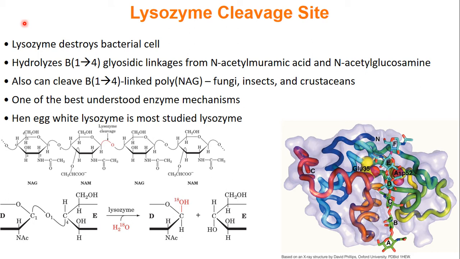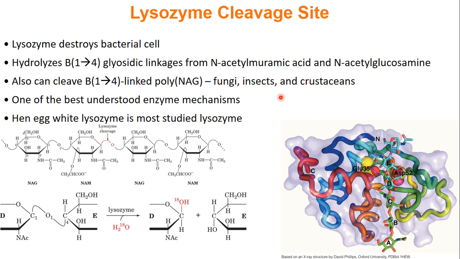So what is lysozyme? Lysozyme is an enzyme that will destroy the bacterial cell wall, or the peptidoglycan layer. It does it by hydrolyzing the beta-1,4 glycosidic linkage, so hopefully we remember what beta-1,4 means, between N-acetylmuramic acid and N-acetylglucosamine, or what I'm going to call NAM and NAG. Lysozyme can also cleave beta-1,4 poly-NAG, which is found in fungi, insects, and crustaceans.